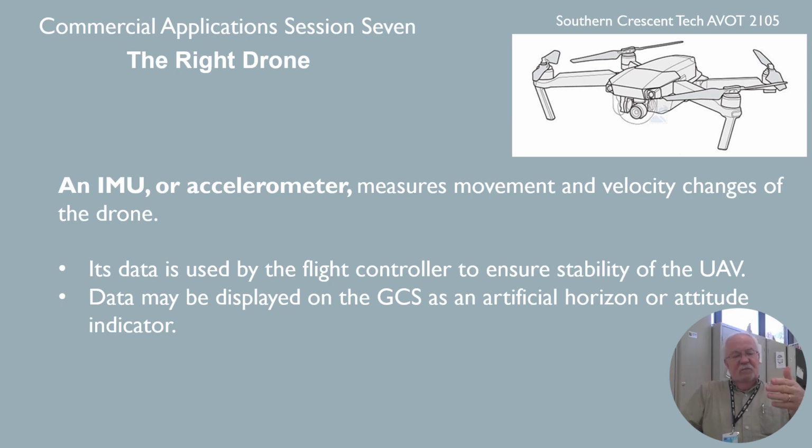In addition, especially if it's a fixed-wing drone, but not necessarily on a multicopter, this data may be displayed back to your controller so you can see whether it's banking or pitching or up and down. It gives you sort of an attitude indicator, or an artificial horizon, they might call it.